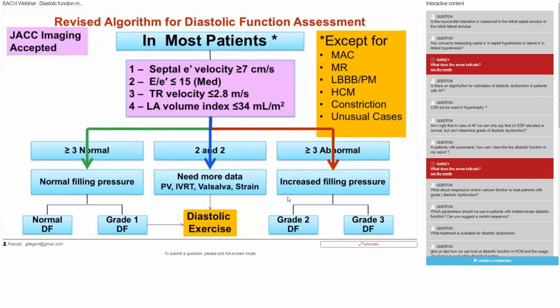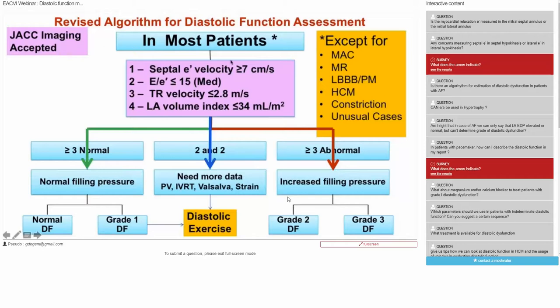I just have to tell you that this proposed algorithm was accepted for publication. You'll see that in a couple of months. But in most patients, meaning except for patients with annulus calcification, mitral regurgitation, conduction delay, hypertrophy, or constriction, we ask you to use only the septal E prime velocity of 15 or less, TR velocity of 2.8 or less, and LA volume index of 34 ml per meter squared as normal values.